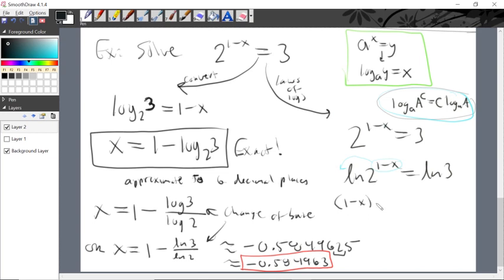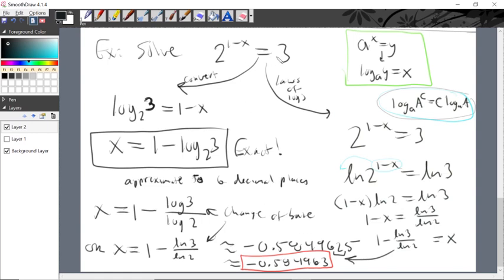So we now have parentheses, right? We have the quantity 1 minus x times the natural log of 2 is equal to the natural log of 3. Now, the natural log of 2 is just a number, so we can divide both sides of the equation by that number, natural log of 2, and we get 1 minus x is equal to the natural log of 3 over the natural log of 2. All right, and now I can add x to the right-hand side and subtract the natural log of 3 over natural log of 2 from the 1. So we get 1 minus the natural log of 3 over the natural log of 2 is equal to x. But that's exactly the same answer that we got otherwise.